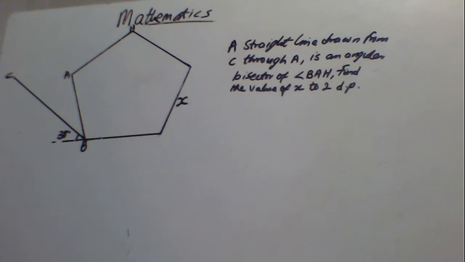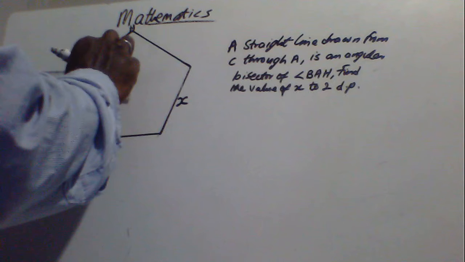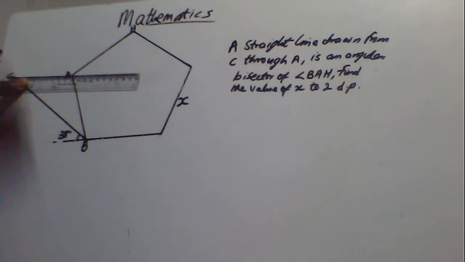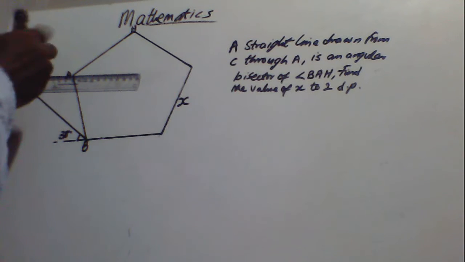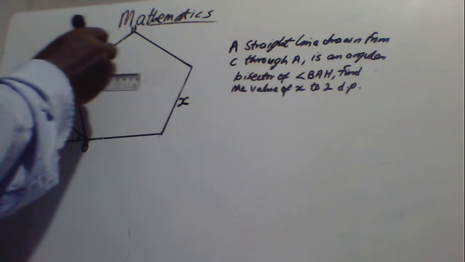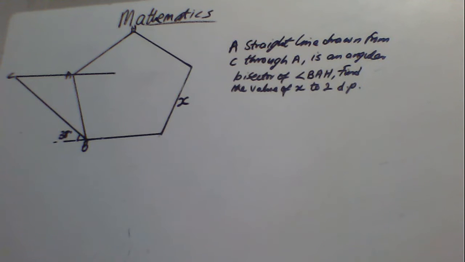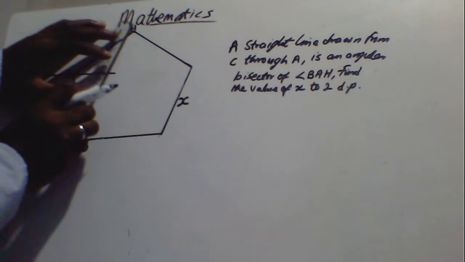So the first thing you have to do is to draw the line as stated. We are told that it's an angular bisector, which means it passes through A. So you use the ruler and then draw it. We draw it here. It bisects angle BAH into 2 equal angles. This is a sketch. So the next thing to do is to make some construction.